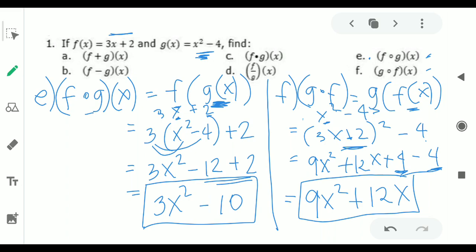So, take note, f circle g of x and g circle f of x would give you two different answers. So, they are not the same. They don't mean the same thing. Okay, get it?